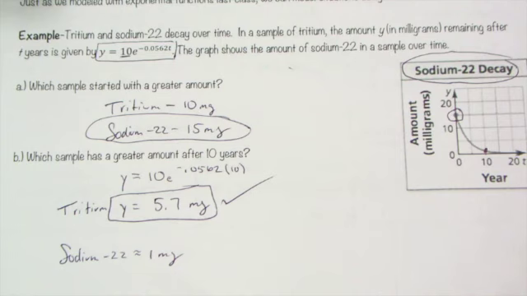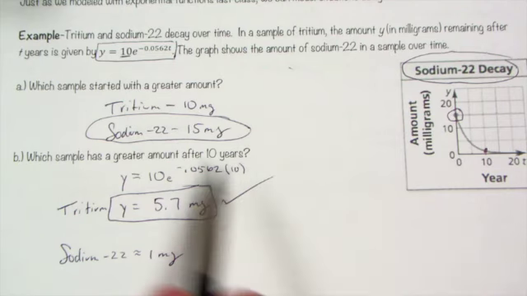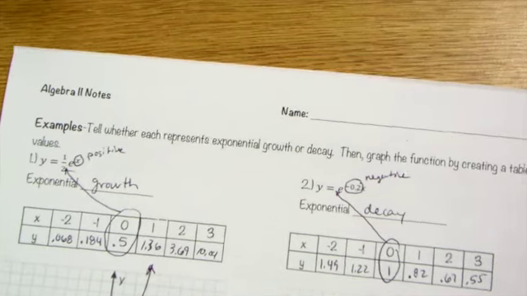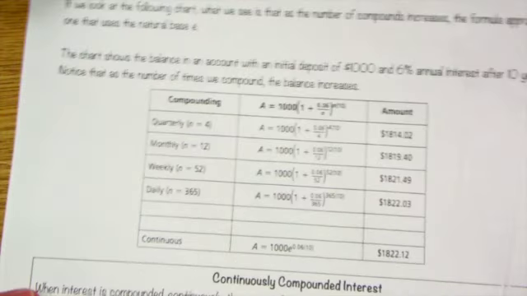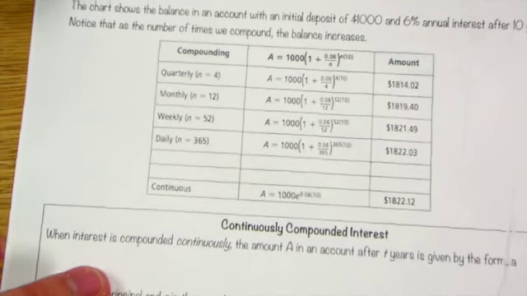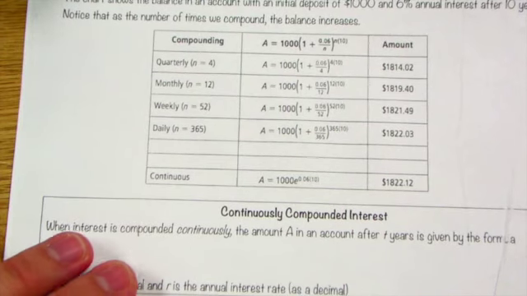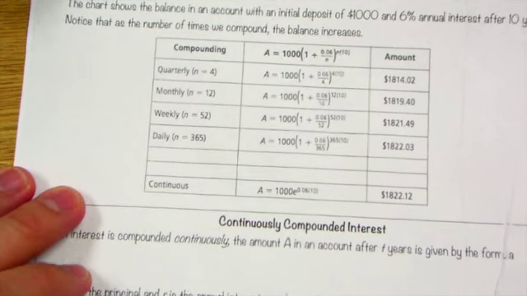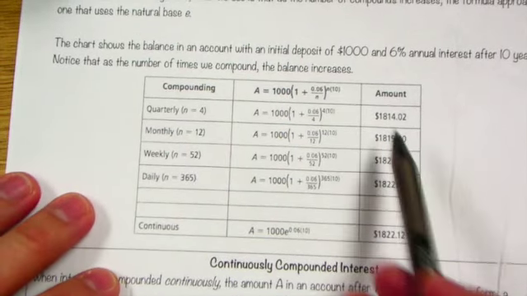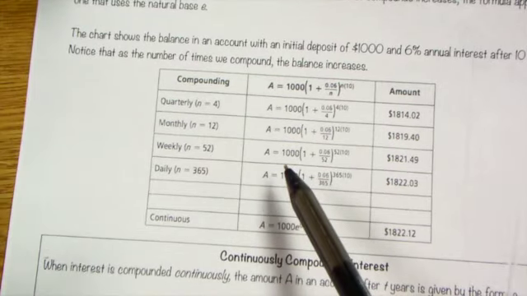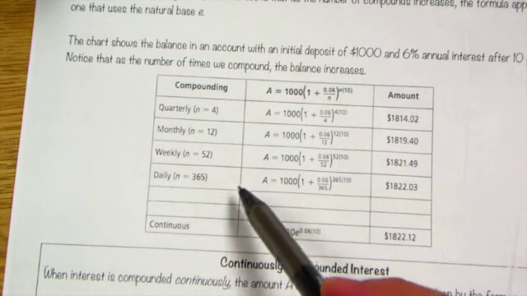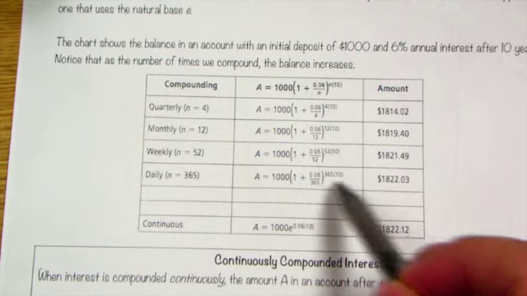So we're just using some models, graphs, and equations to model some questions here and make some inferences. But that's one way to model natural base e exponential equations. The other way is through compound interest. Now, in the last section, we talked about compound interest. These ones right here, we talked about compounding quarterly, monthly, weekly, daily, and the different changes in that equation.